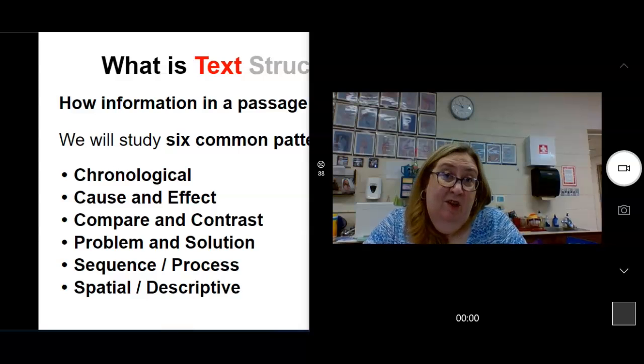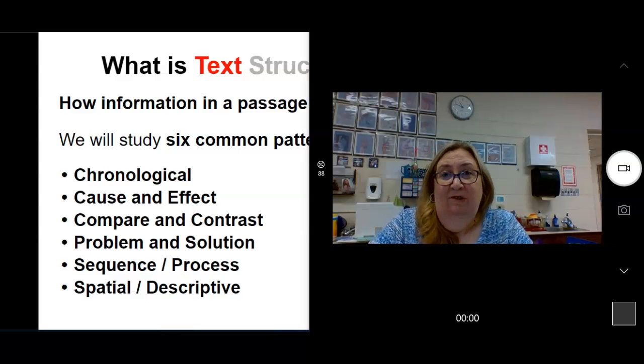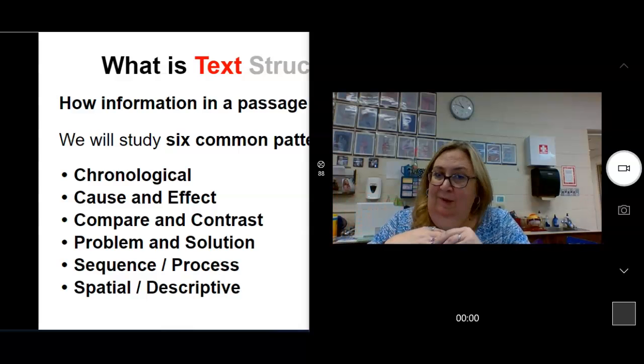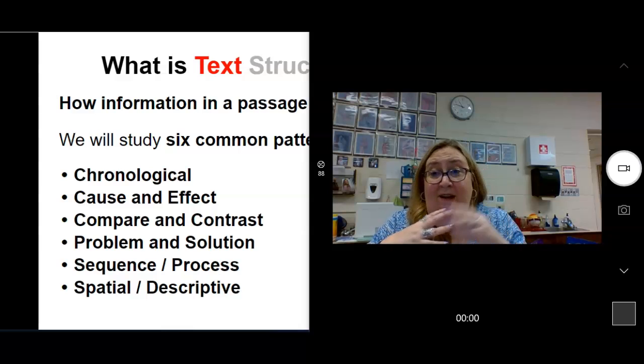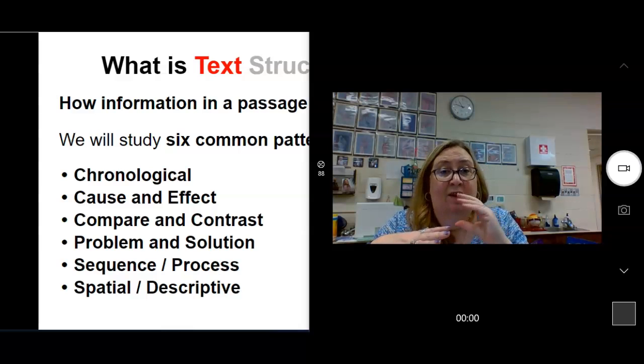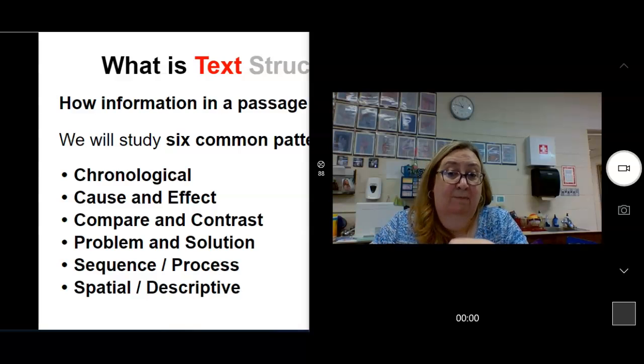So we've been talking about text structure and how different texts are arranged, and we're going to be looking at our third one today. I did want to go ahead and tell you there are 6 kinds that we're going to be looking at throughout this unit, and these are not in any kind of order because I'm doing them totally out of this order. We have chronological, which we haven't talked about yet, cause and effect, which we have, compare and contrast, which we have. We'll get to problem and solution this week and sequence and process this week. And today we're going to talk about spatial, not special, but spatial and descriptive.